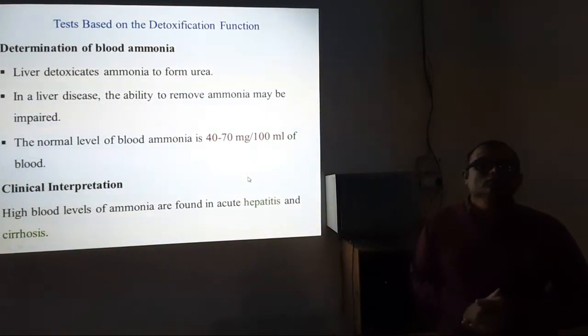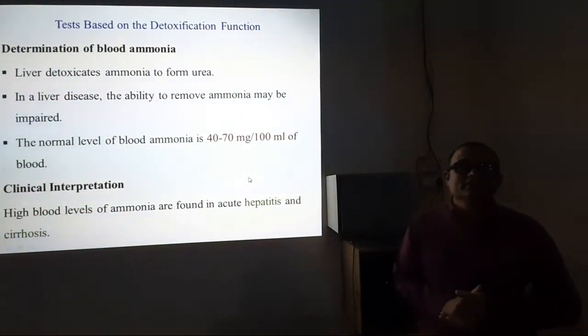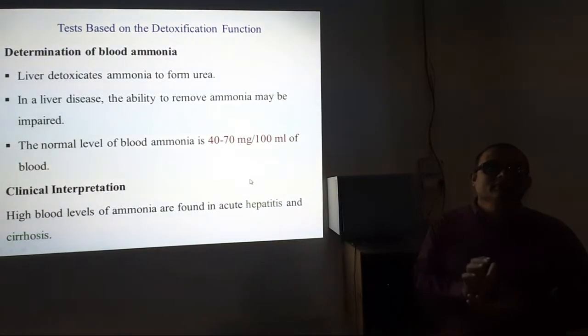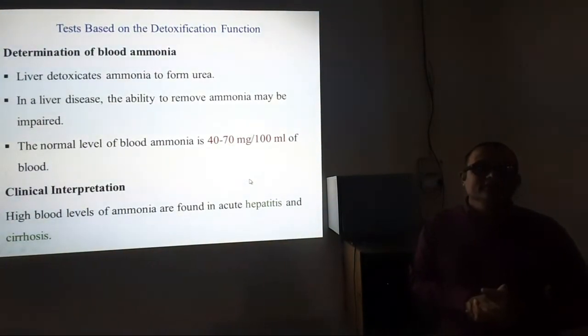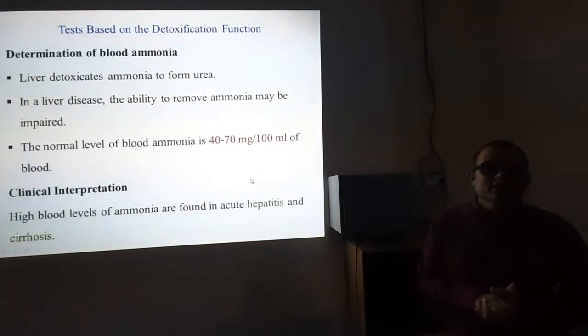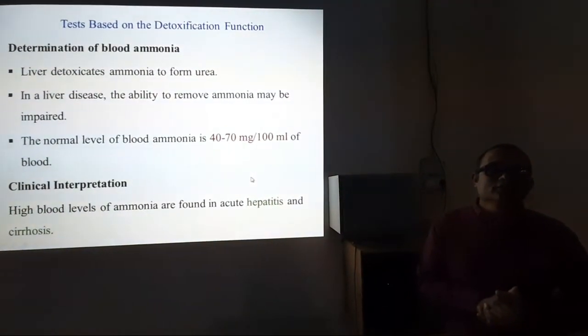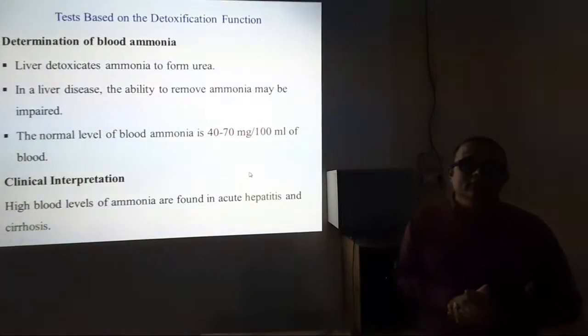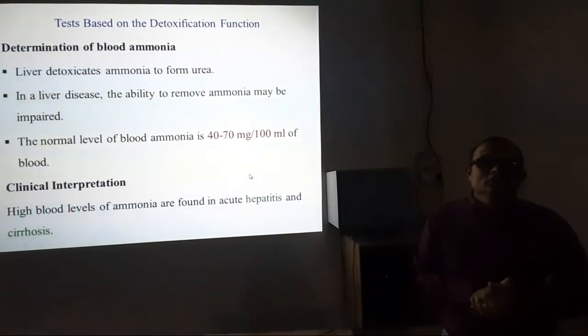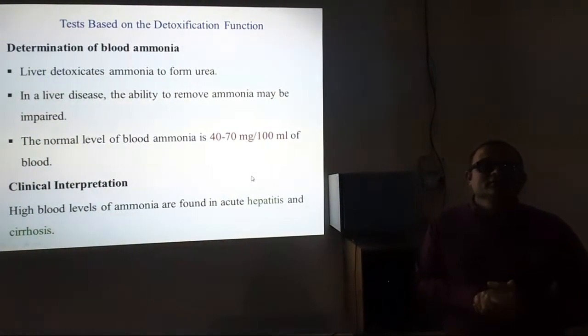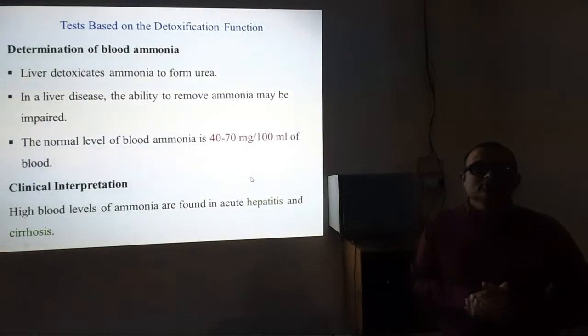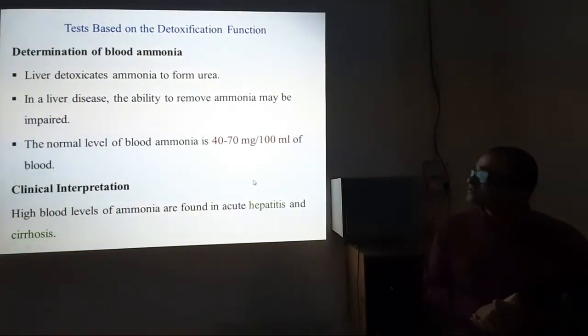The liver is not able to detoxify toxic compounds like ammonia. They will cross the blood-brain barrier and cause various toxic effects on the brain. That is called hepatic encephalopathy. In this case, the patient might go into coma and he may die. So detoxification is a very important function of the liver, and based on that function, we perform certain tests.